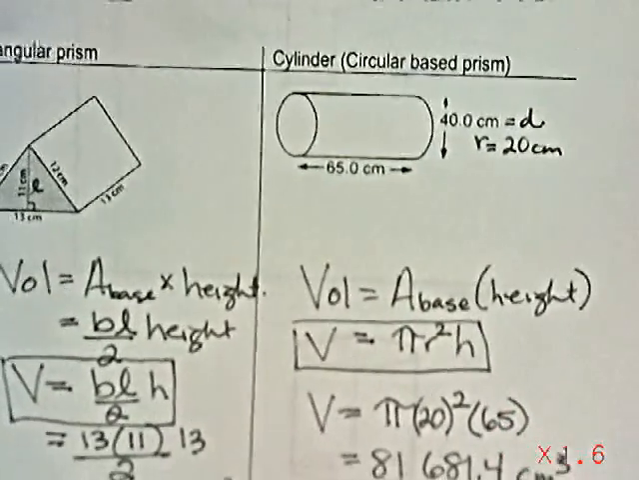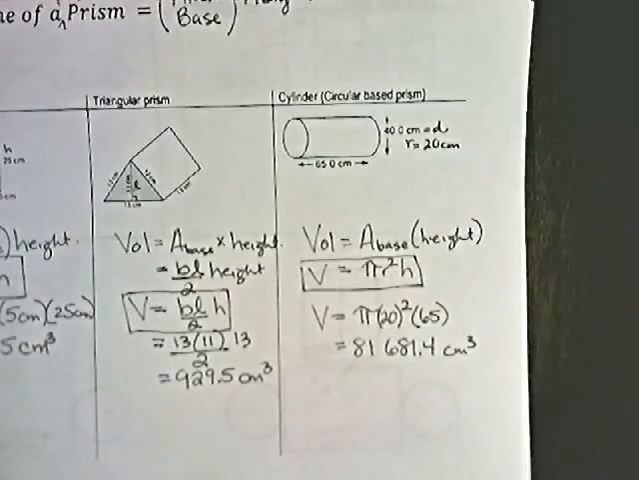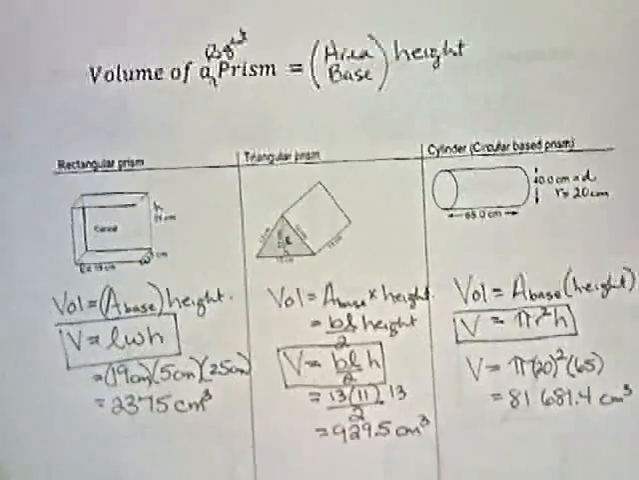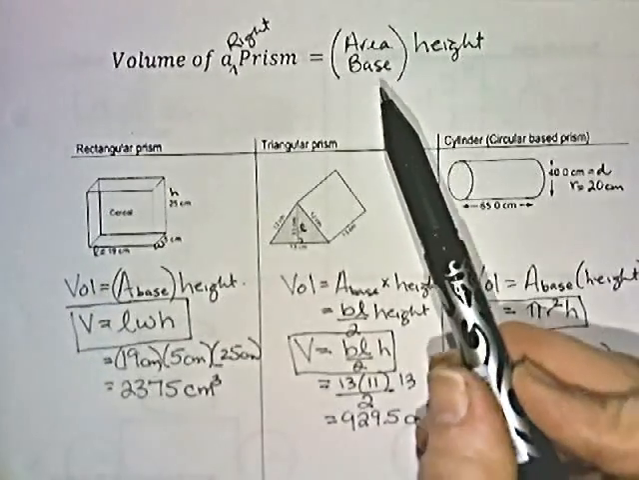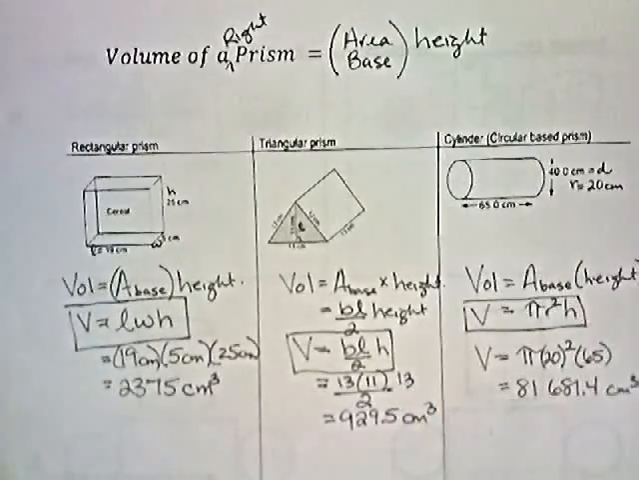And so in general, the volume of any right prism, no matter what the shape is, can be calculated by the area of the base multiplied by the height.